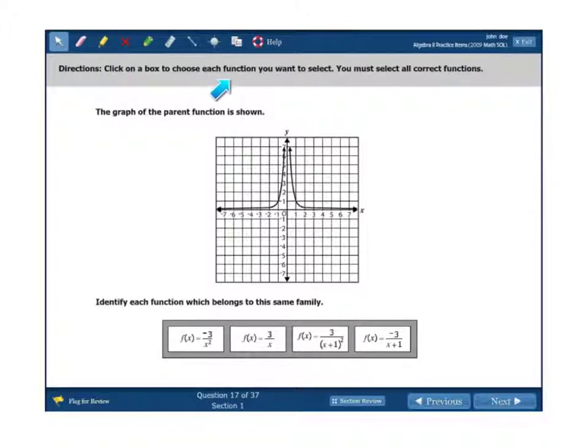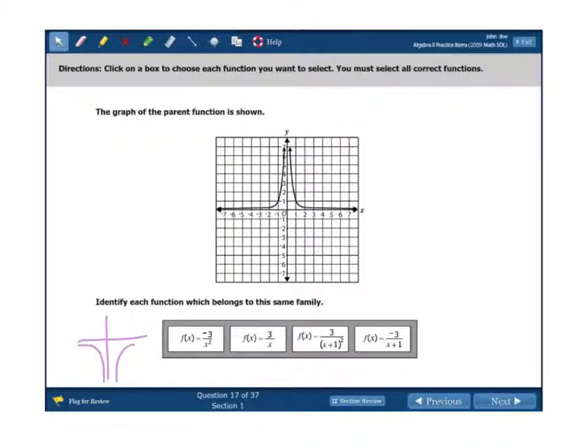Next question. More functions, more graphing related questions. Click in a box to choose each function you want to select. You must select all correct functions. So here's the parent functions shown. So it looks like it's a rational graph. I can tell that because of the asymptote, which usually only happens if you have limitations on your domain. So I know it's a rational graph, which all of these are rational. Remember, rational meaning it's got an algebraic fraction where more than likely you have a denominator that contains a variable.